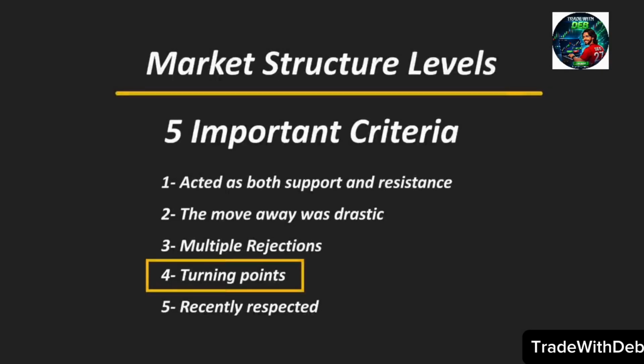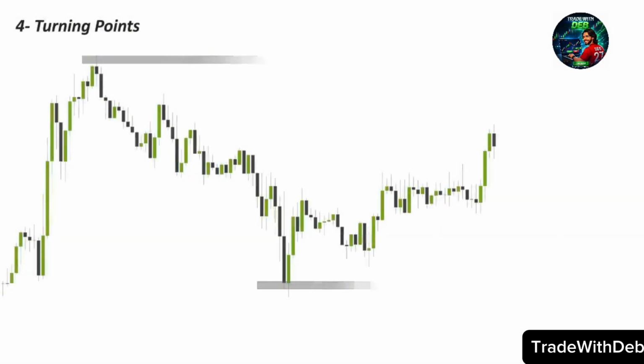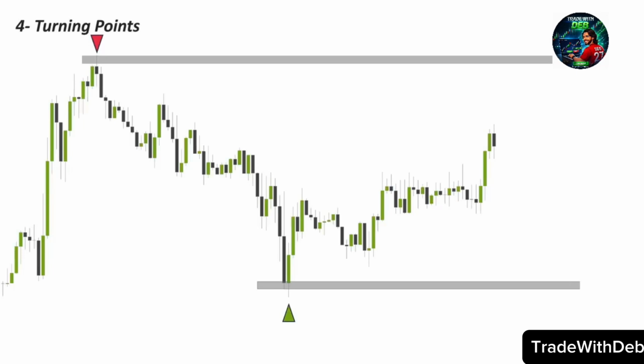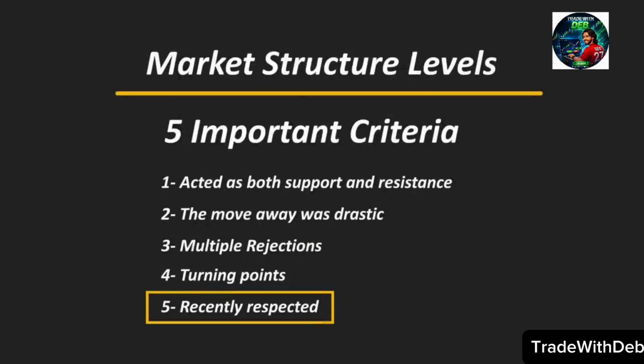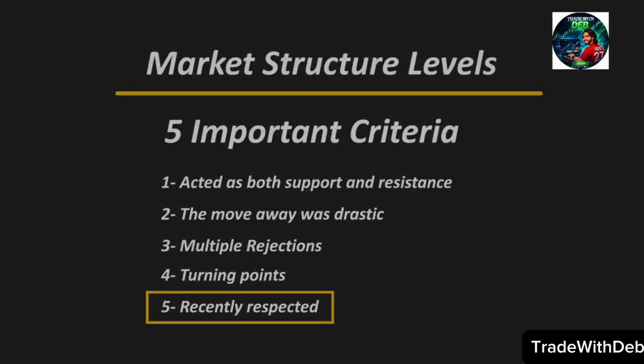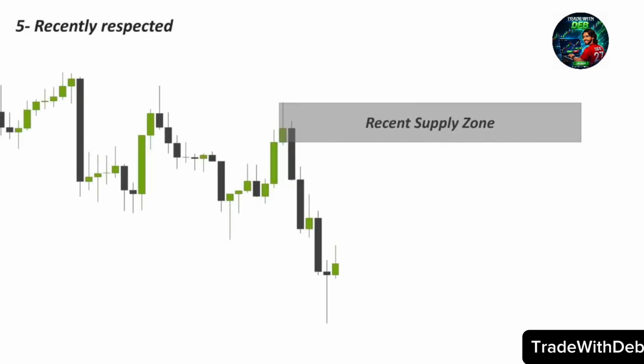Number 4. Turning points. Turning points are areas that have caused the market to reverse its trend in the past. Because the market views these zones as overvalued or oversold, there is a higher chance that the price will react to them again when it returns. Number 5. Recently respected. Recently respected or newly formed levels are more likely to create a strong reaction, because fresh levels are generally stronger than older ones.